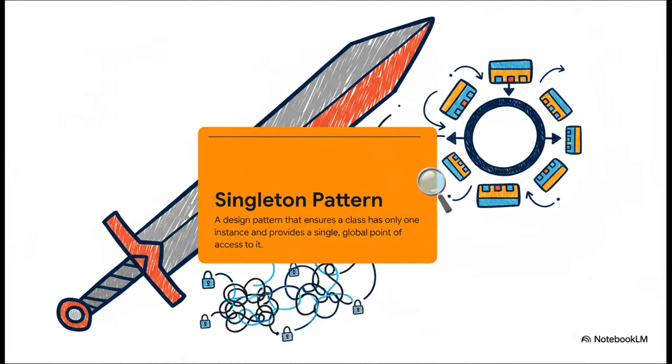Okay, so what is it really? The core idea is actually super simple. One, and only one. That's it. The singleton pattern does two things. First, it makes absolutely sure that a class can only ever have a single instance. No more, no less. Second, it gives you one single global way to get to that instance from anywhere in your code. To make this really click, just think about a country's government.